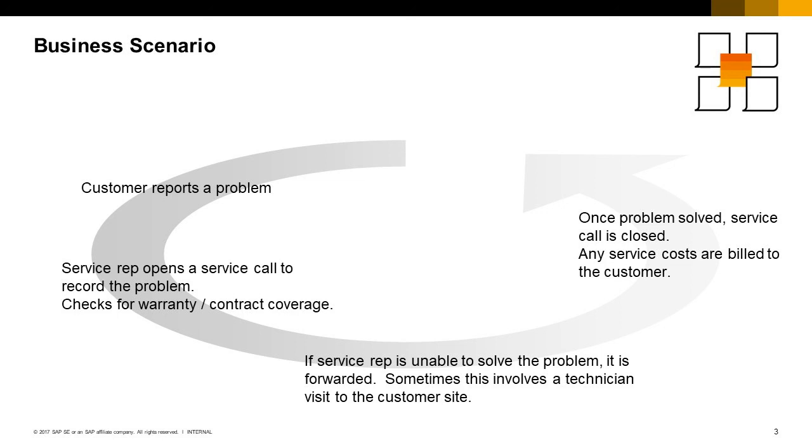When a customer reports a problem, a service representative opens a service call to record the problem. The system automatically checks for warranty and contract coverage for the customer and the item. The service rep attempts to solve the problem, but if he or she cannot, the problem is forwarded to someone with more expertise. Sometimes this may involve a technician coming to the customer site. Once the problem is solved, the service call is closed. Any service costs not covered by contract or warranty are billed to the customer.